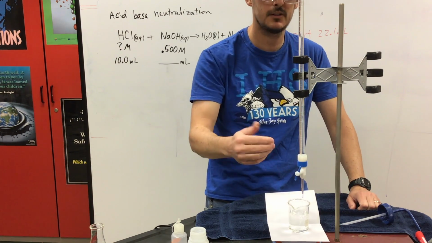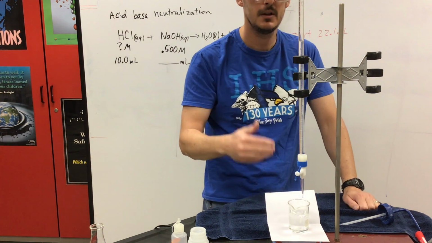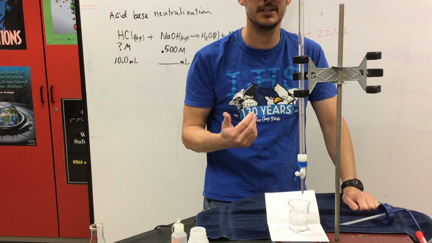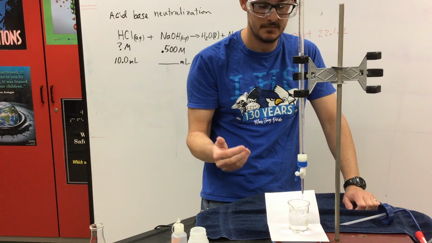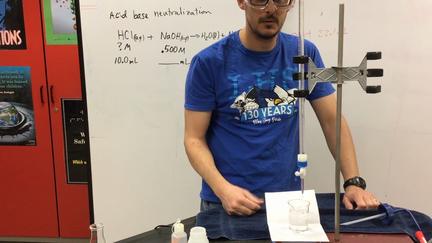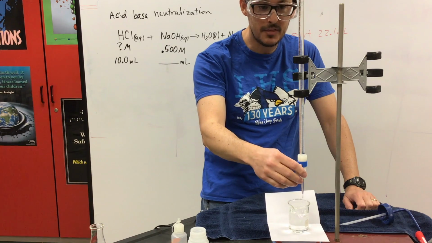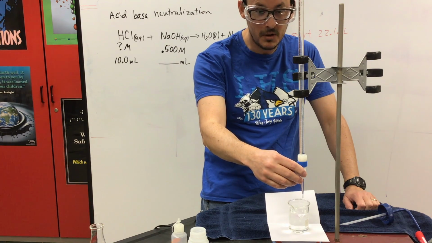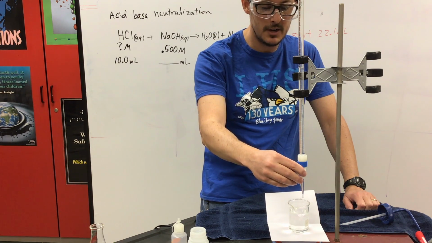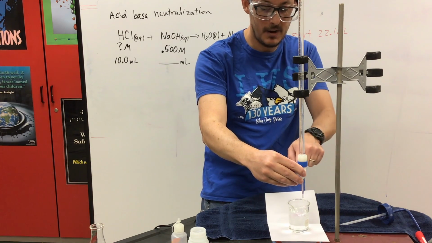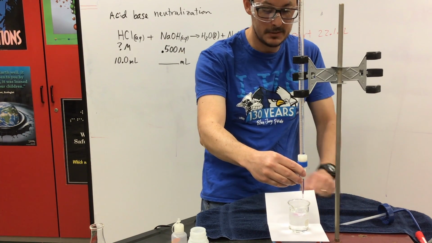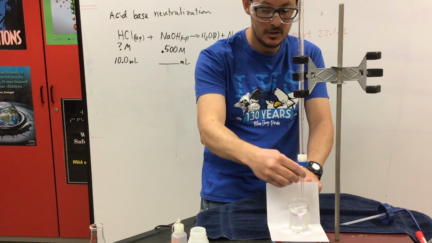So I'm probably going a little faster than I would recommend for you, and I don't want this to take 10 minutes on a video. So I'm going to add about 10 milliliters before we really slow it down. I'm now at about 30 milliliters. I'm at about 31. And what you're going to notice as I continue to add is, if you look right in the middle of the beaker, you might be able to see that there's a little bit of pink showing up.